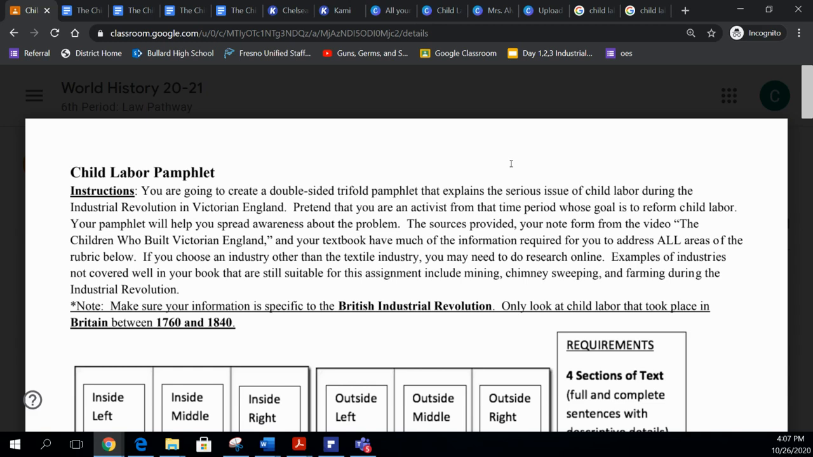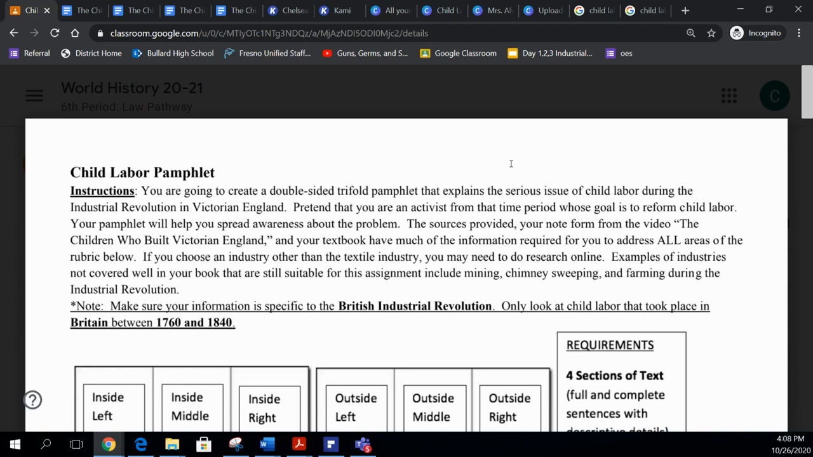You're an activist, so your goal is to reform, change the laws, convince people that it's important, and put pressure on the government to end child labor. Use the resources I gave you, as well as your textbook, to address all of the areas in the rubric. The rubric is very specific. If you do everything in the rubric, you will get a good grade. That's something I can guarantee. It's very, very specific. If you don't, however, you're probably not going to be happy with your grade.